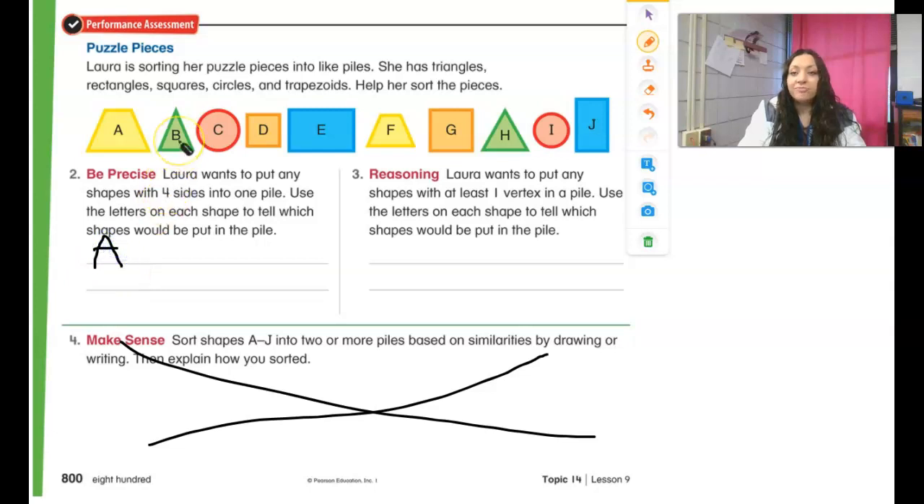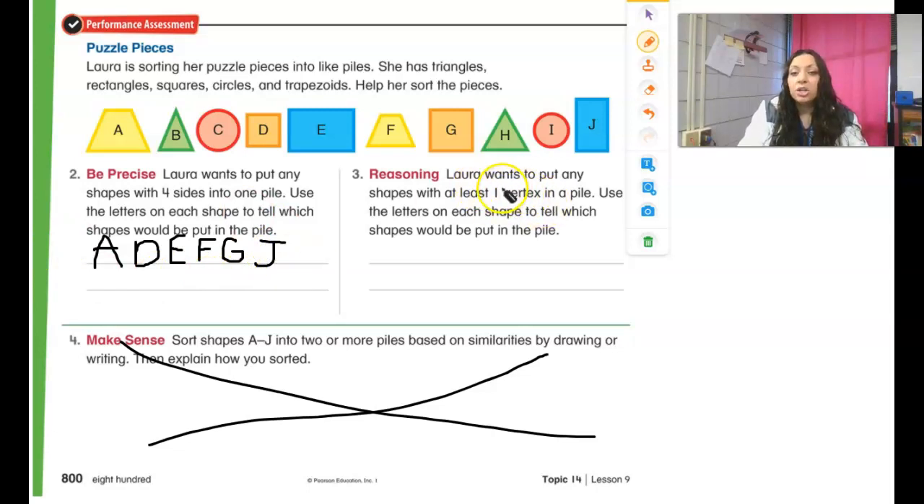How about a triangle? No, only has 3. Circle? No. Square? Yes, so I would write the letter D. How about a rectangular prism? Yes, E. And then how about another trapezoid? Yes, so I need to write F. And then how about a square? G, very good, it does. Triangle? Nope. Circle? Nope. And then rectangle? Yes, J. Okay, you just have to write all the letters by the clue.